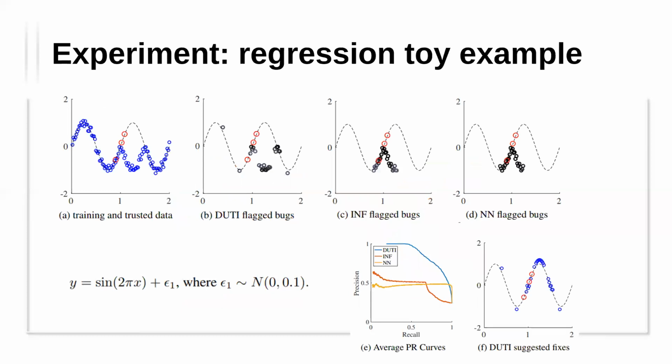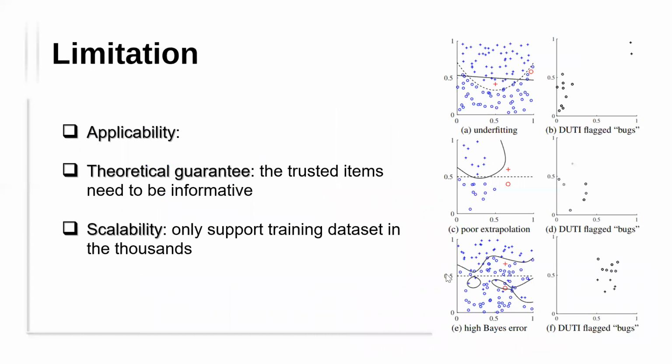There's an example on regression models, because their method covers both regression models and classification. Anyway, from the average PR curves, DUTI performs the best. But they said there are a lot of limitations in this work.